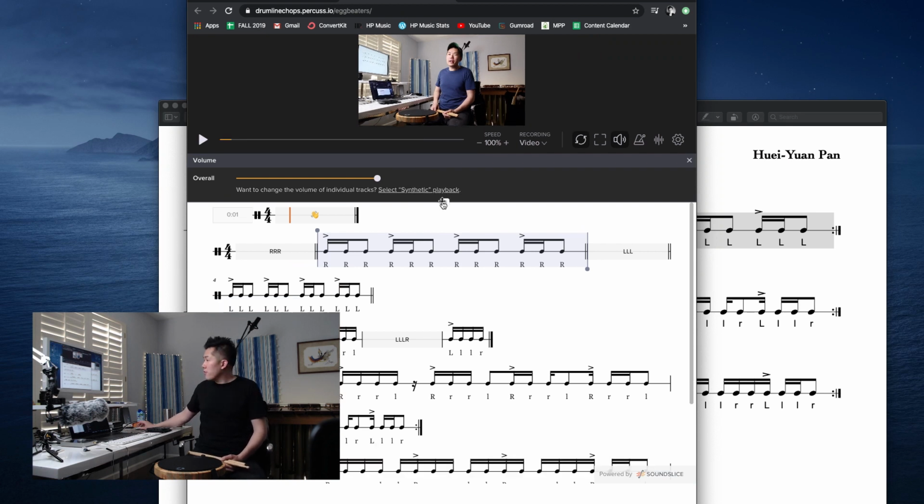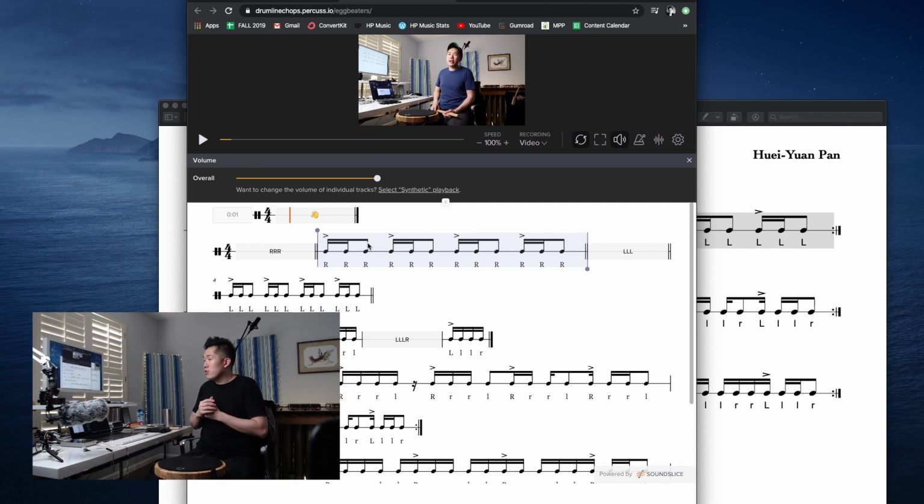So this is one of the projects that we're working on with our Drumline Chops team. And if you haven't heard about it, Drumline Blueprint, which is our media company, has partnered with Percuss.io, which is our technology division, and now we've come together to work on Drumline Chops. And one of the things that we're doing is creating integrated multimedia video and notation sync teaching resources and learning resources.